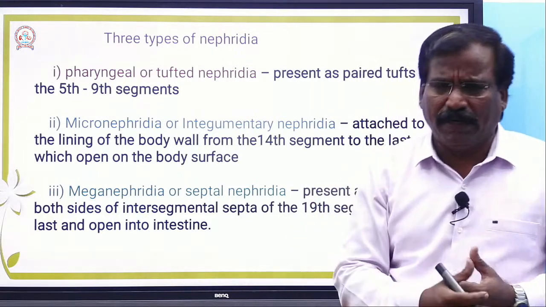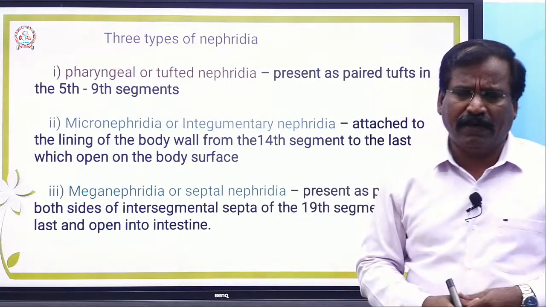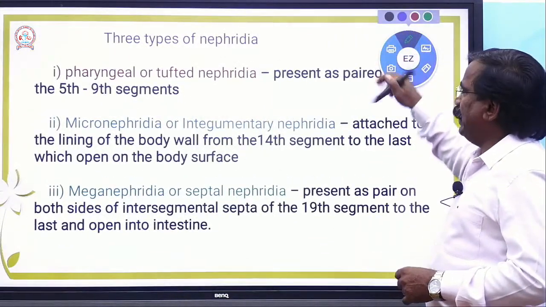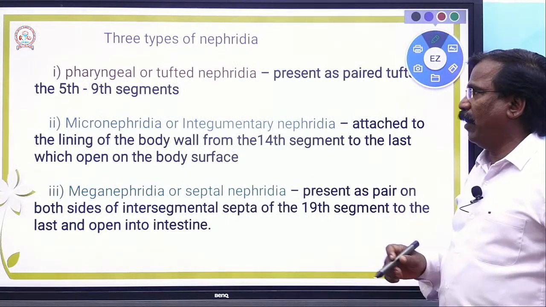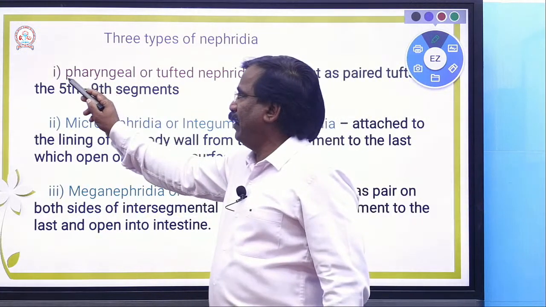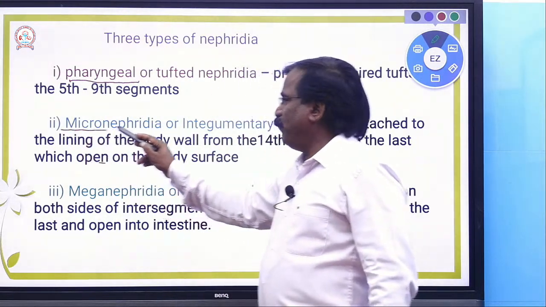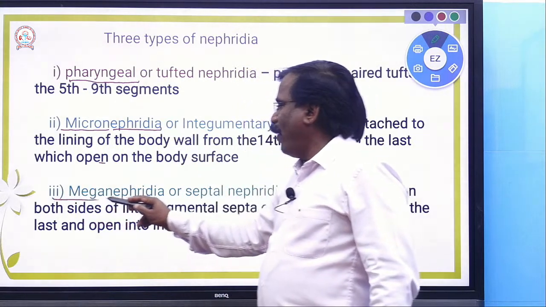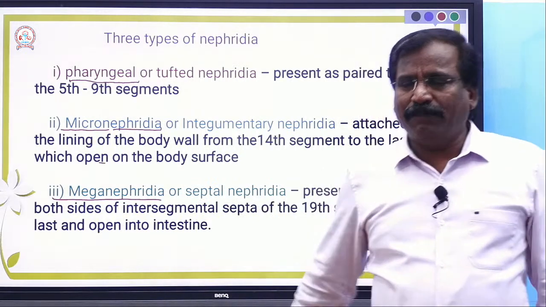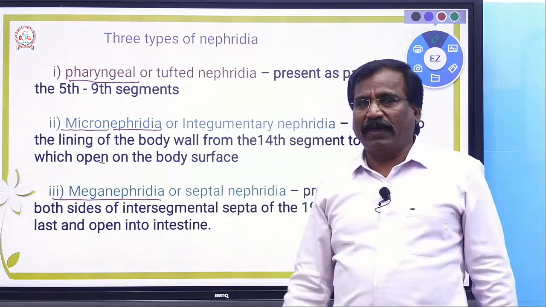So what are the types of nephridium? Different types of nephridium are seen in the body of the earthworm that perform the excretion. So what are the types? There are 3 types of nephridium. First know the main name alone: pharyngeal nephridia, micronephridia, and meganephridia; micro is the opposite of mega. What are the 3 types? Pharyngeal, micro, macro, 3 types.